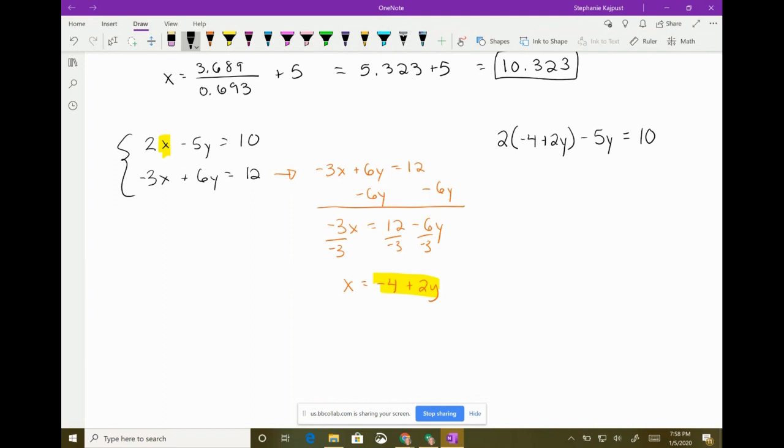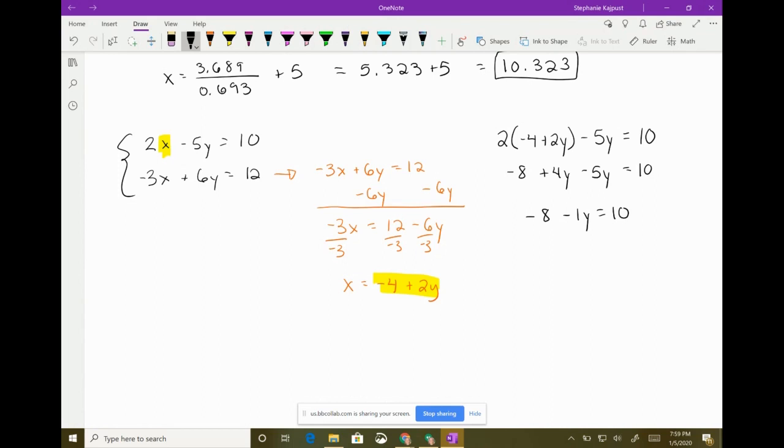So I'm going to distribute. 2 times negative 4 is negative 8. And then 2 times 2y is going to get me a 4y. Oh man, I think I got really lucky. This is going to come out nicely. Wow, I got really lucky creating these numbers. Usually it doesn't work out. So I'm going to add my like terms. 4y minus 5y. 4 minus 5 is negative 1, so that's going to be negative 1y, and then negative 8, equals 10.